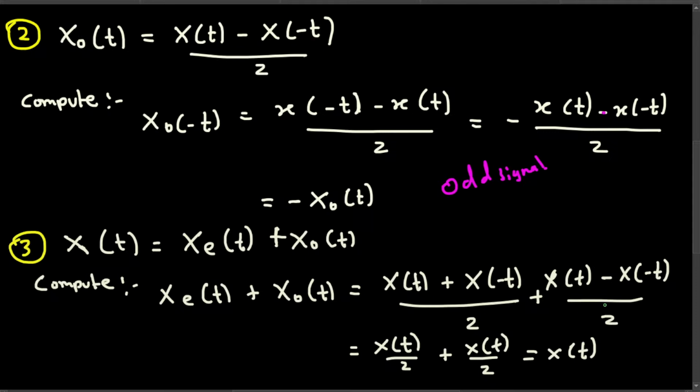If we add these two together, here you can see these are same value and different sign, minus, and this one is plus. These two cancel, therefore x of t divided by 2, x of t divided by 2, and if you add these two together, this is going to give us x of t. So we proved that when you add an even signal and odd signal, that gives you x of t.